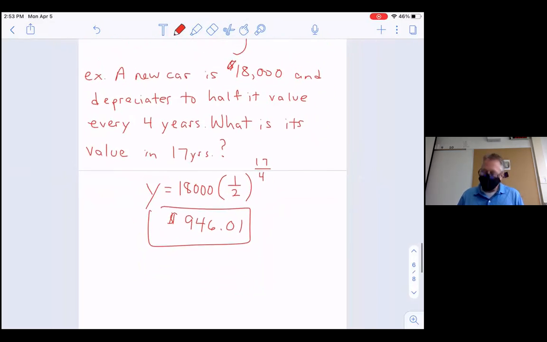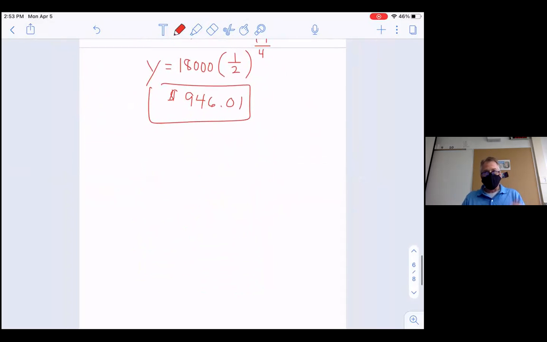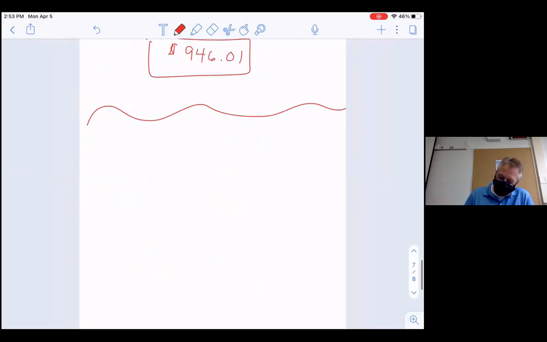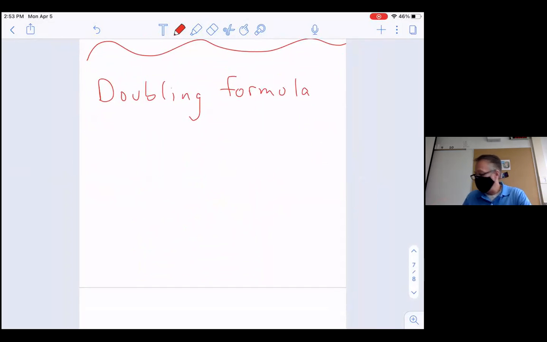All right. I think you guys got that. I was going to do another example, but I think you guys got that. Let's then go to, there's also, instead of a halving formula, a doubling formula, which is very similar. And people are always fascinated with doubling. Like, how long is it going to take me to double my money? You know, that's always a big question. And the doubling formula is similar.